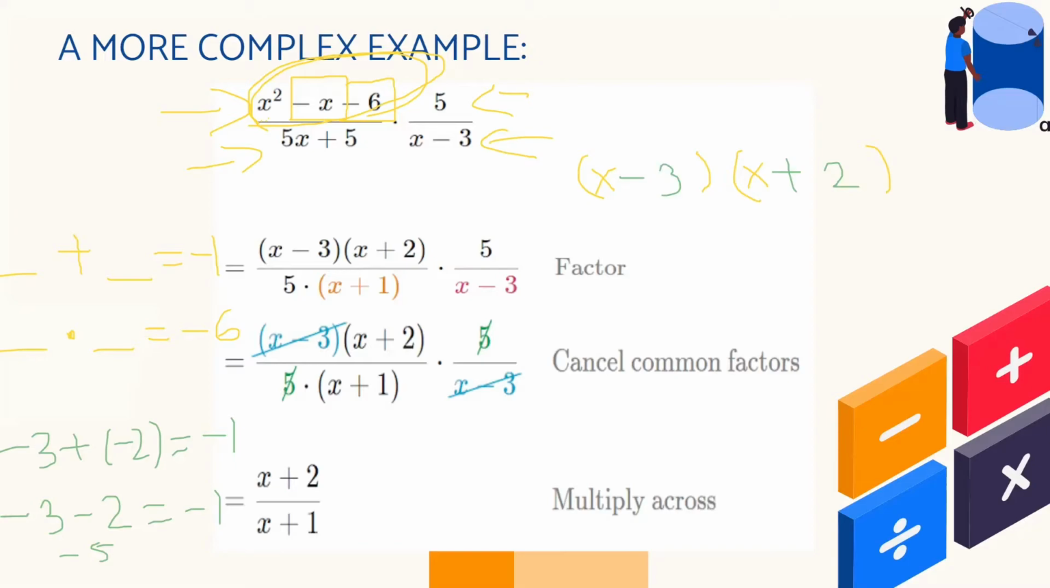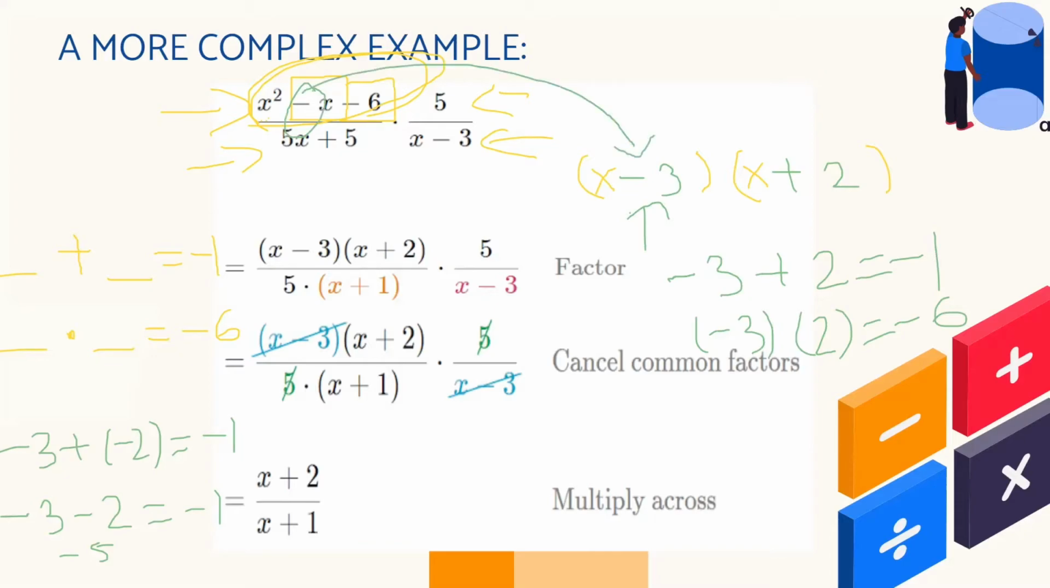Yes? -3 plus 2 gives you what? -1, right? And -3 times 2 gives you what? -6, right? Do we agree? Yep. So I knew this was going to be minus, because when you have a trinomial expression and you are asked to factor it, whatever sign you have in here, that should be the sign of your first parenthesis.